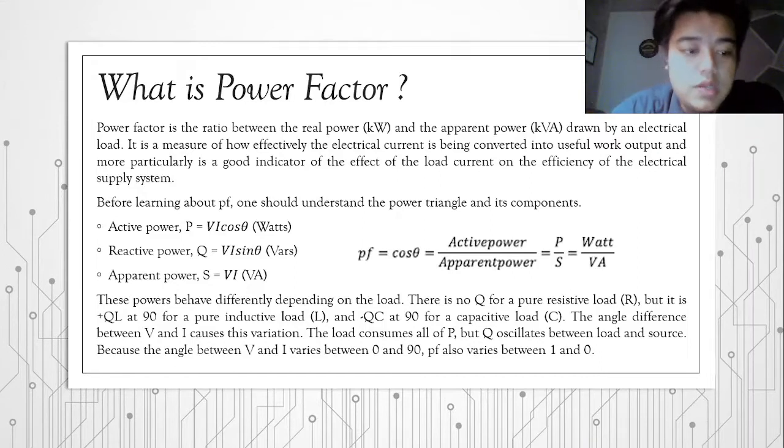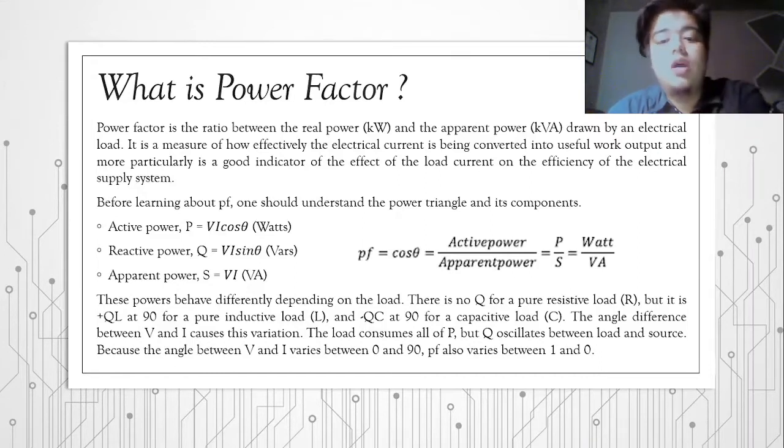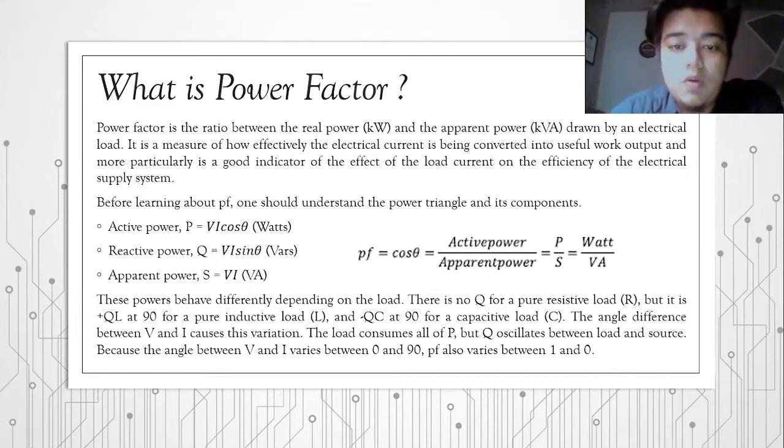There is a mathematical method to find the power factor, which is cos theta equal to active power P divided by apparent power S. This power behaves differently depending on the load. There's no Q at a resistive load, but there is a positive QL at 90 degrees for an inductive load and a negative QC at 90 degrees for a capacitive load.